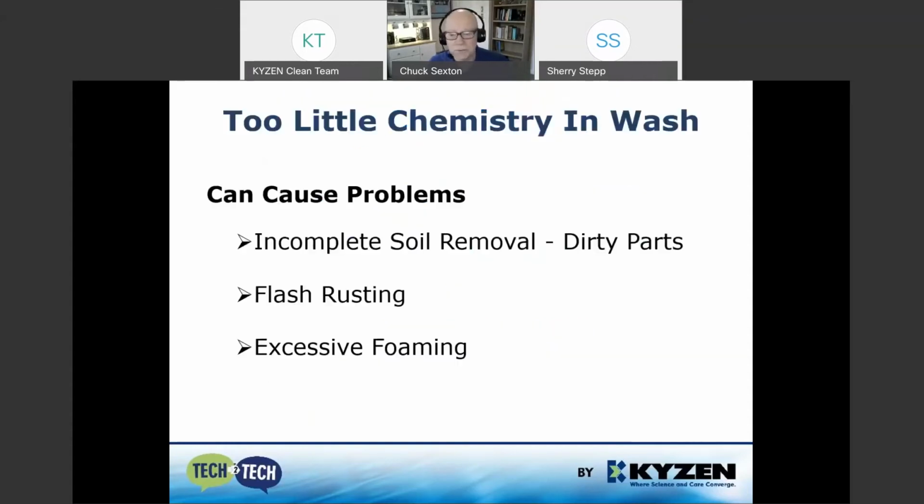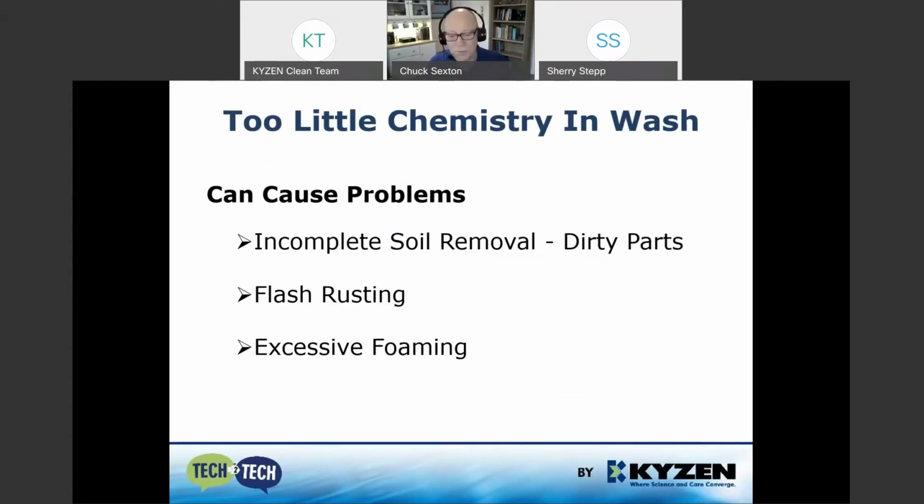Too little chemistry in the wash can cause problems. The first and most obvious is probably incomplete soil removal, where we're not removing oil or buffing compound or carbon, whatever the contaminant is, well enough. Flash rusting. We often add corrosion inhibitors to the wash chemistry. If you don't have enough chemistry, you can corrode in between the wash and the rinse or immediately after leaving the rinse stage.